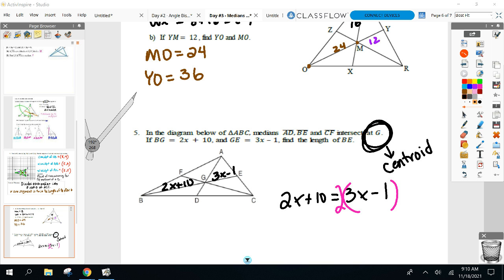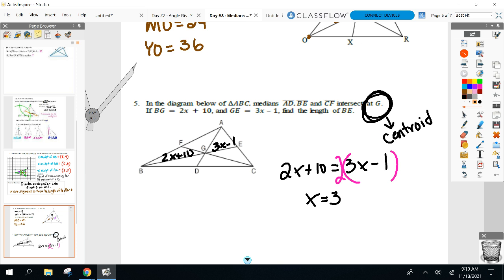And then you guys are solving for x, plugging it back in, and solving for BE, the full length of the median. X should be 3. And then when you plug it in, I believe BE should be 24. 2 to 1, everybody. 2 to 1.